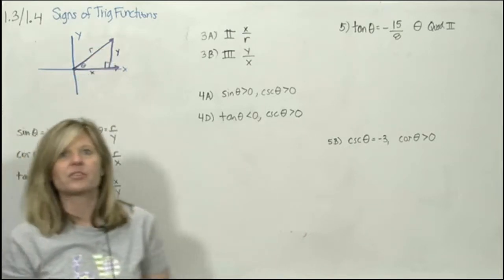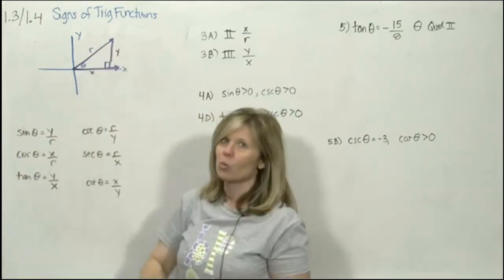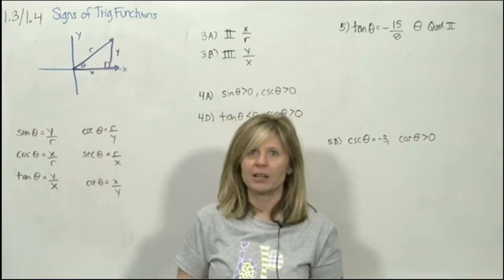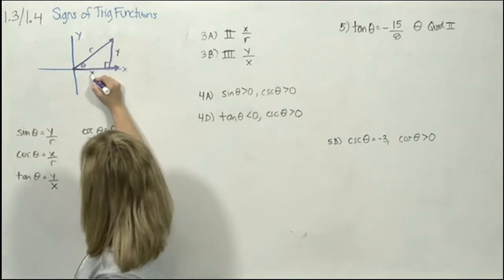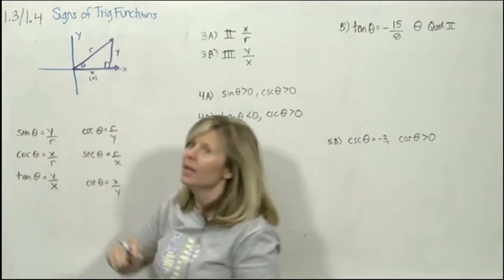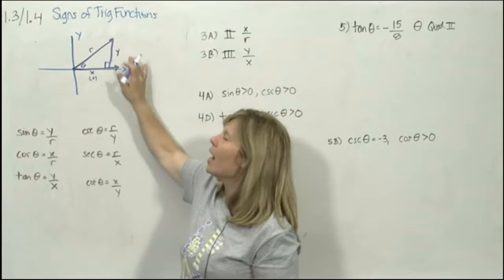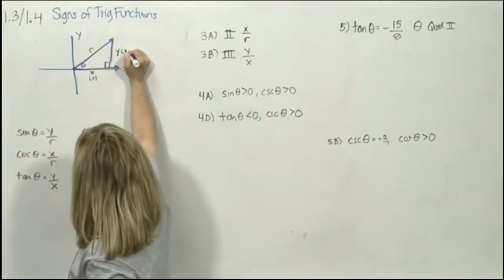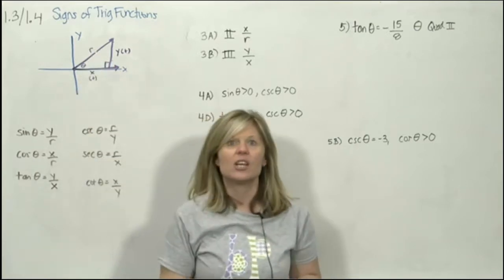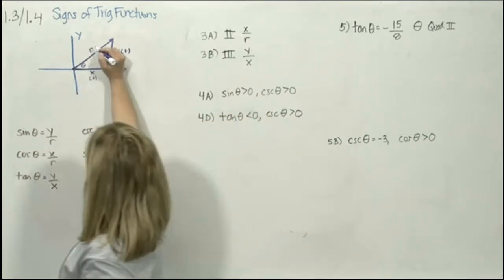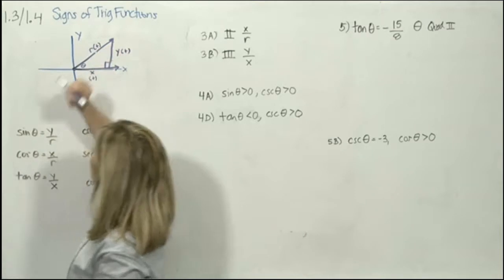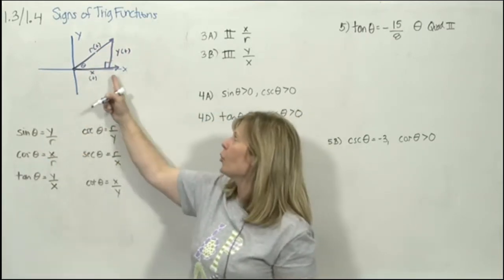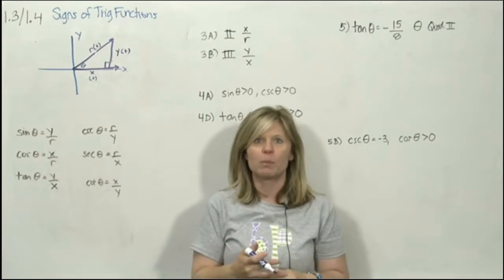Now let's think about this a minute. If we're in quadrant 1, what sign would x be? Would it be positive or negative? Very good. In quadrant 1, x is positive. In quadrant 1, is y going to be positive or negative? Good, because we're going up, y would be positive. And the radius is always positive. So in quadrant 1, if we draw our right triangle, we know all 3 numbers, x, y, and r, would be positive.